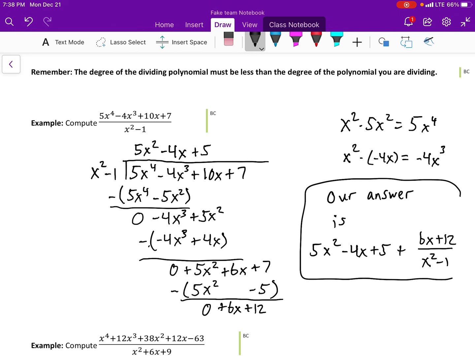So this is our final answer. We copy down what's at the top, and then our remainder we write as the remainder divided by what we were dividing by. So our polynomial that's at the top, 5x squared minus 4x plus 5, plus our remainder, which is 6x plus 12, divided by our dividing polynomial, which is x squared minus 1.